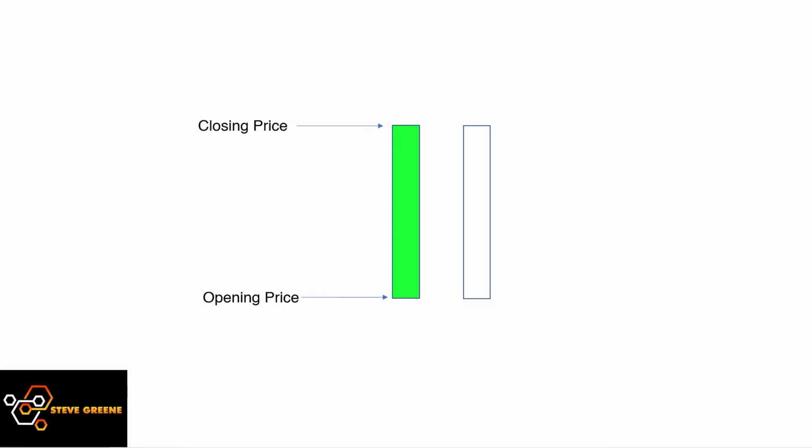So let me pull up a candlestick right here. In this example, let's say that the opening price is right here and the price opened at this level, but during that day it rose and it closed at this price. Well, because the price moved up, the candlestick is colored green. Now a red candlestick is just the opposite. With a red candlestick, the opening price is at the top, but during that day the price dropped and the closing price was lower. So this would be a red candlestick.